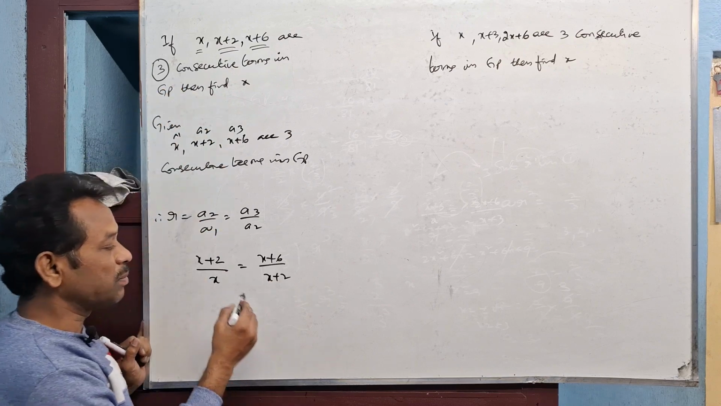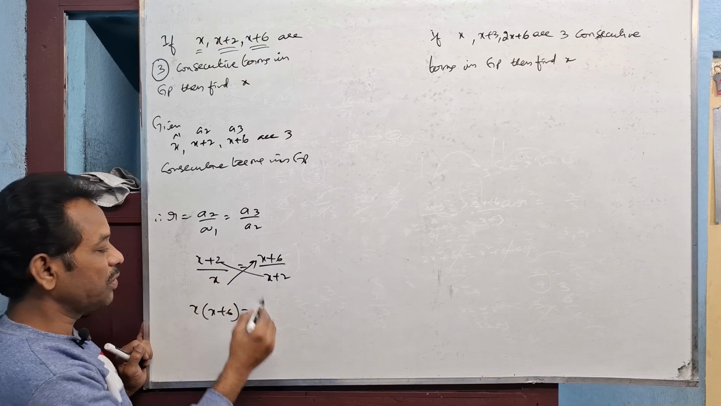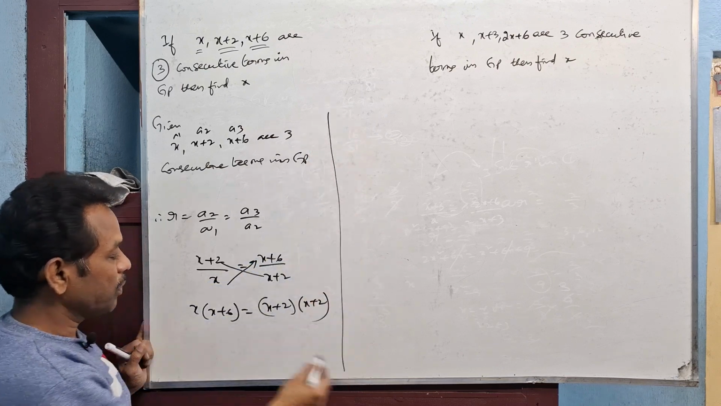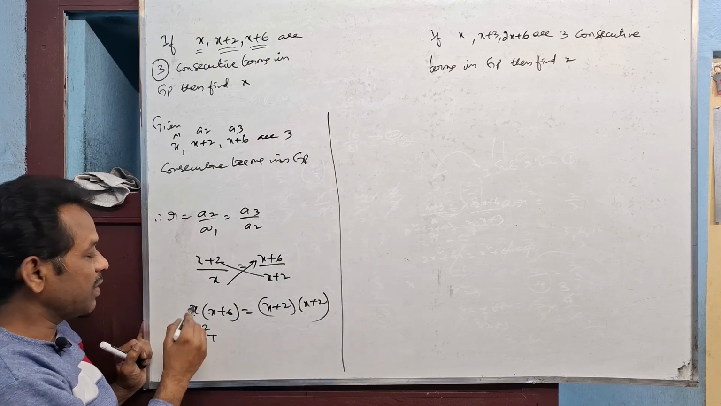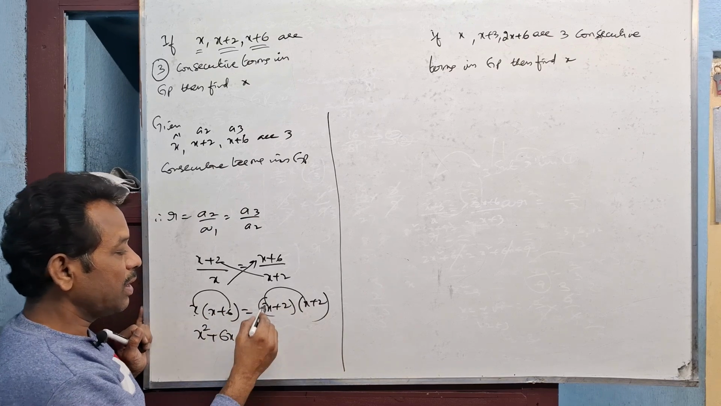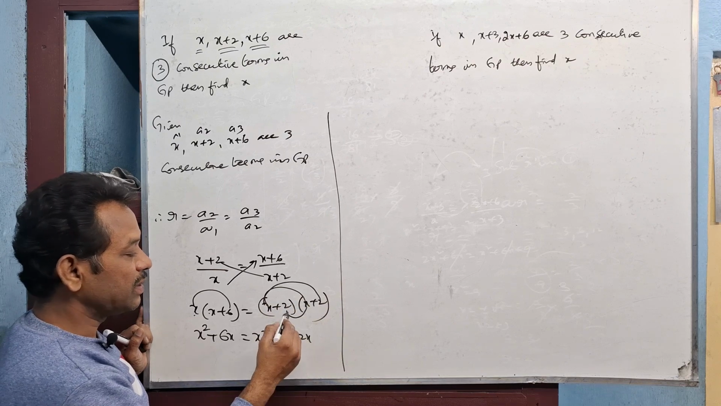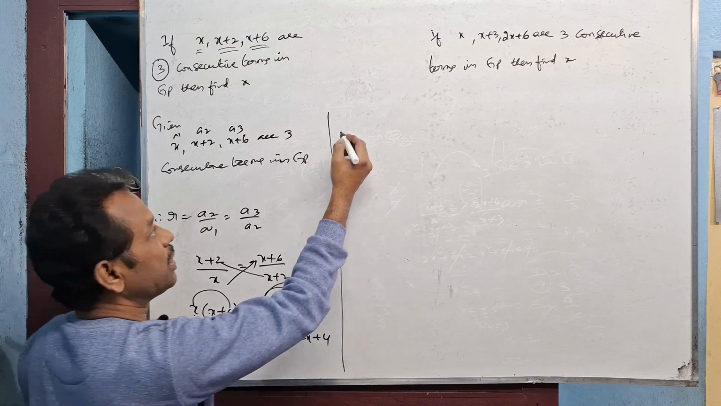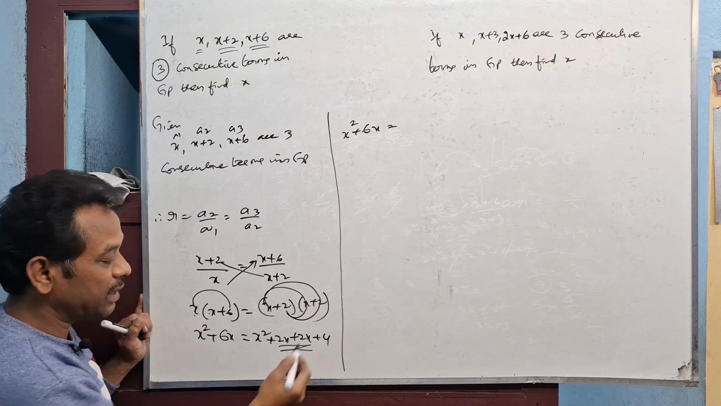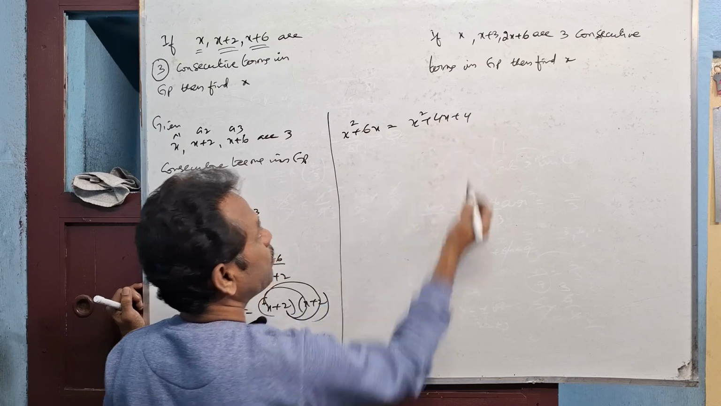Now let us go for cross multiplication. This into this, x into x plus 6, equal to this into this, so x plus 2 into x plus 2. So let me simplify. x into x is x square plus x into 6 is 6x equal to, first x into x, x square, x into 2 plus 2x, then next 2 into x, 2x, then next 2 into 2, 4. So here we have x square plus 6x equal to, now these two are like terms, so you can write x square plus 4x plus 4.